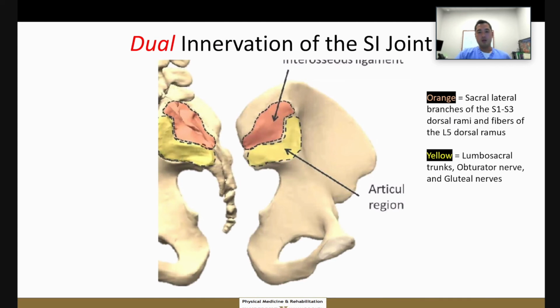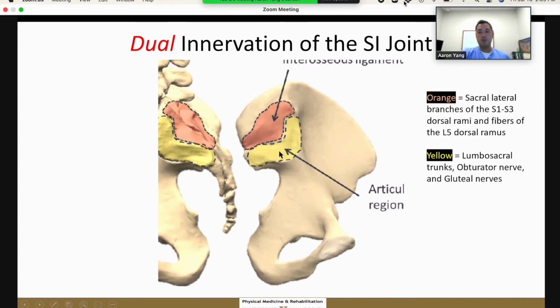The other point I wanted to make is that the sacroiliac joint and the area around it has dual innervation. Posteriorly, in the orange, you have innervation from the sacrolateral branches from S1 to S3. In the anterior portion of the joint, you have innervation from the lumbosacral trunks, obturator and gluteal nerves.